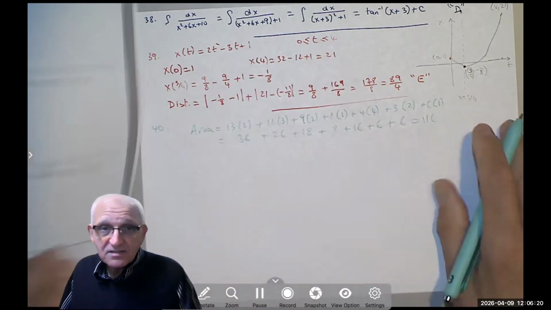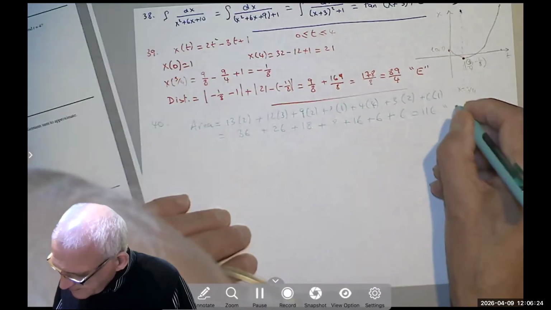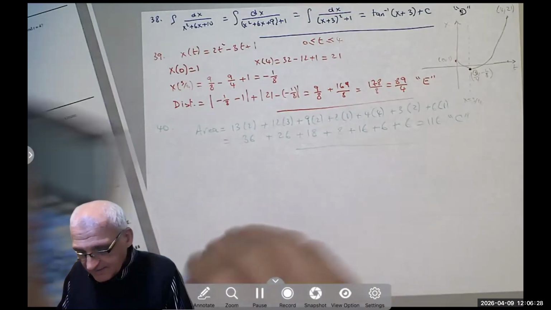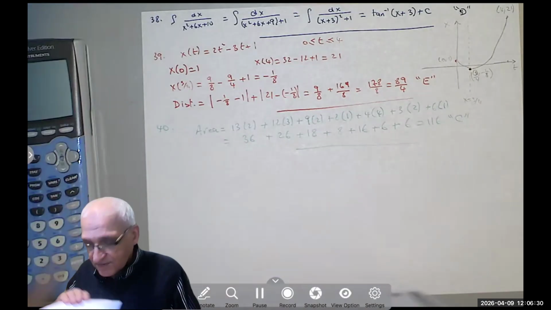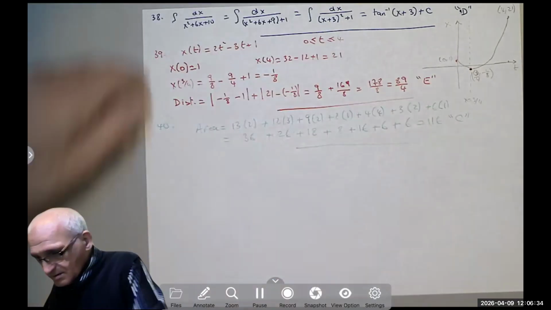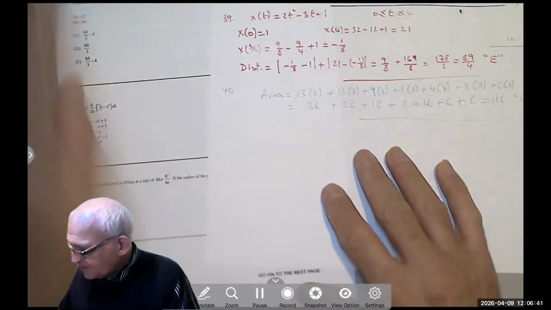Again, you have a calculator in this period. 116 is C. As you can see, it's right, not left. Let's keep the calculator here if we need it. I think we will need it. Okay, move to number 41.